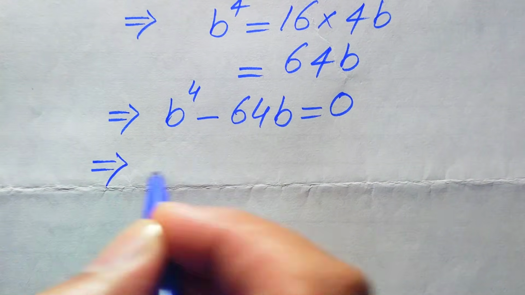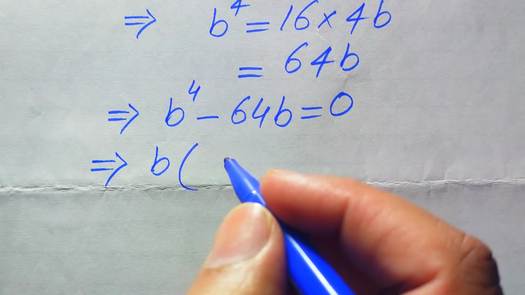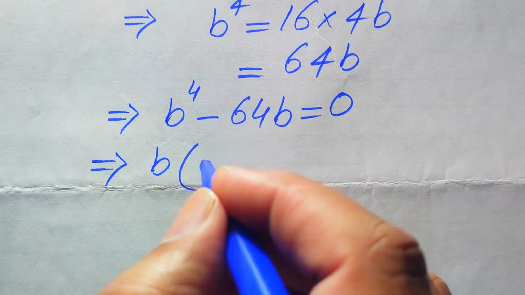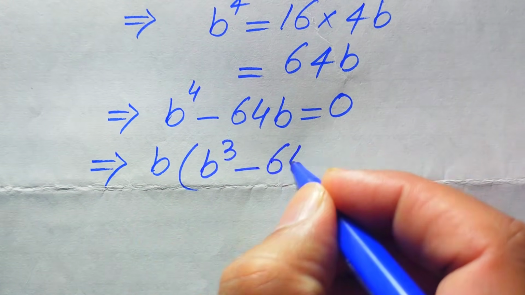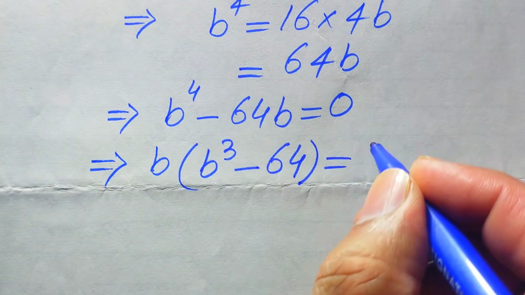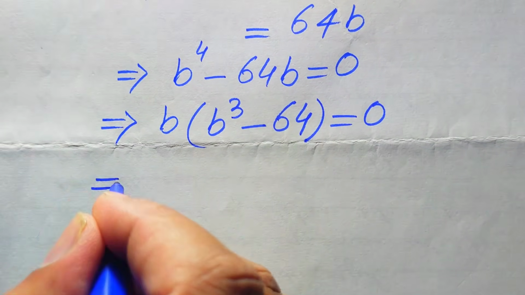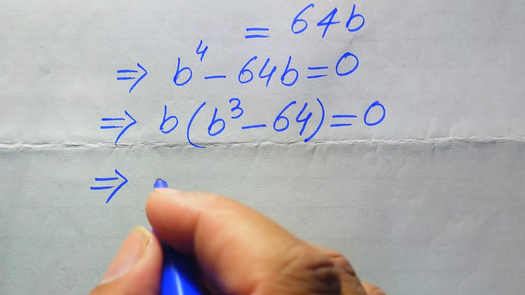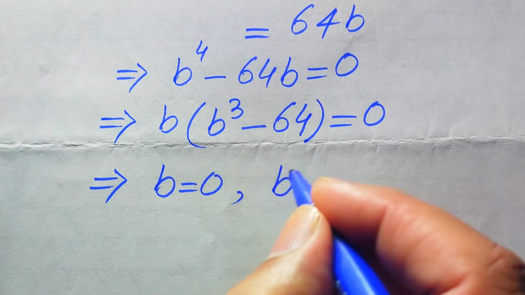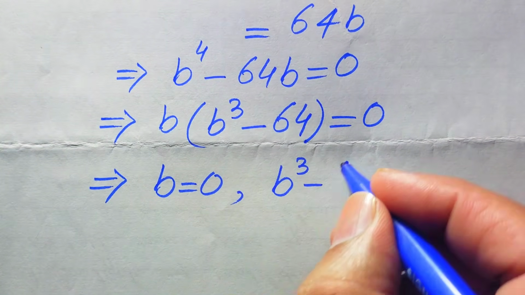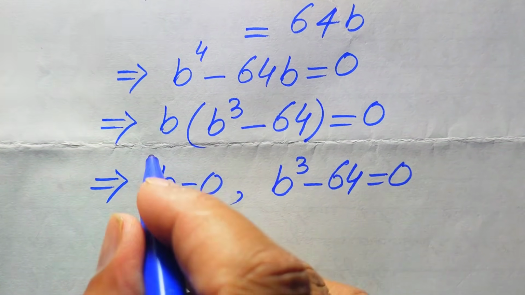In the next step we take b common, and we get b times b cubed minus 64 equals 0. Now we need to divide this equation into two cases. The first case is b equals 0, and the second case is b cubed minus 64 equals 0.